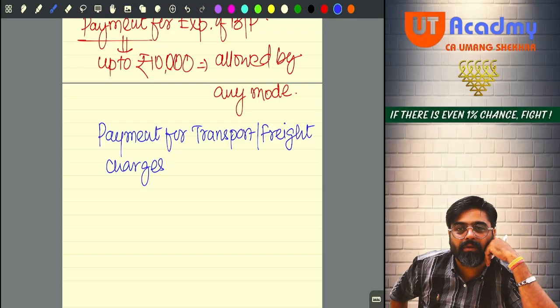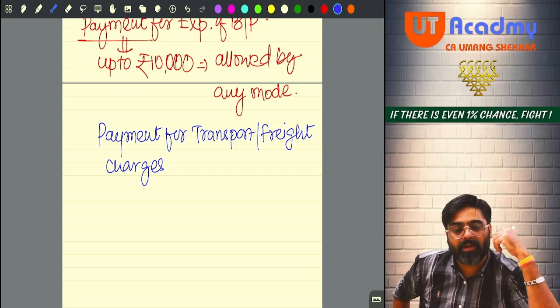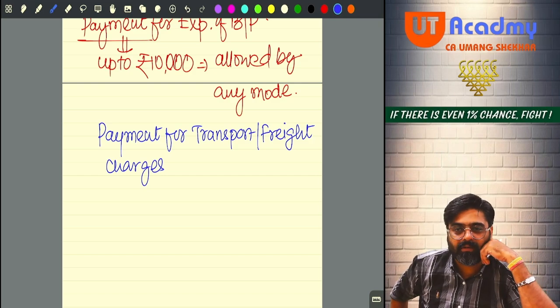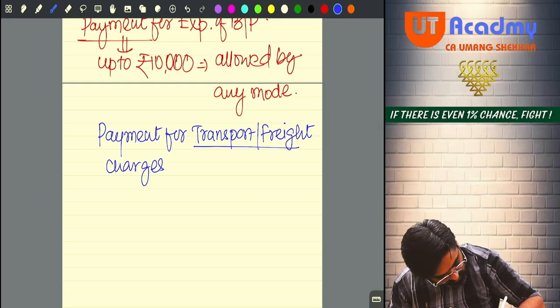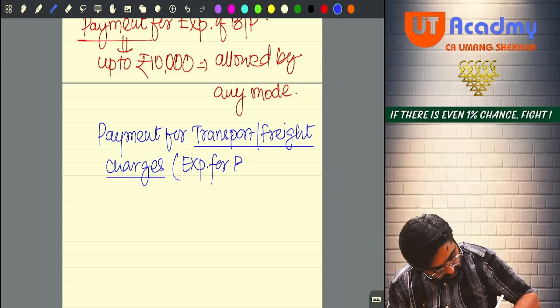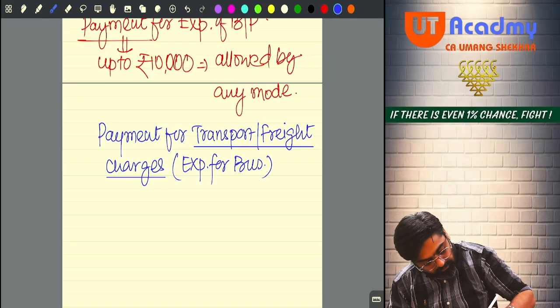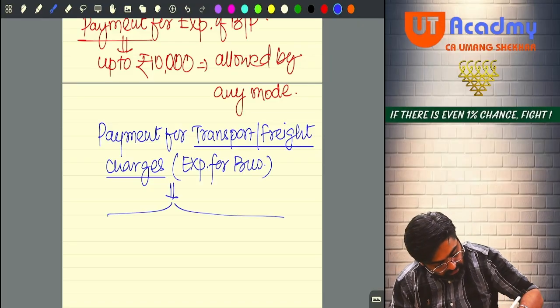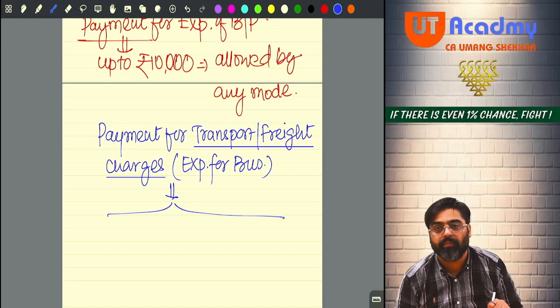So will you make the payment of transport charges? Will you make the payment of freight charges? Yes, sir. Isn't it your business expense? Yes. So payment of this freight or transport charges is also your expense for your business, which is not of capital nature. But for this payment, limit checked will not be 10,000, limit checked will be 35,000. How much? 35,000.